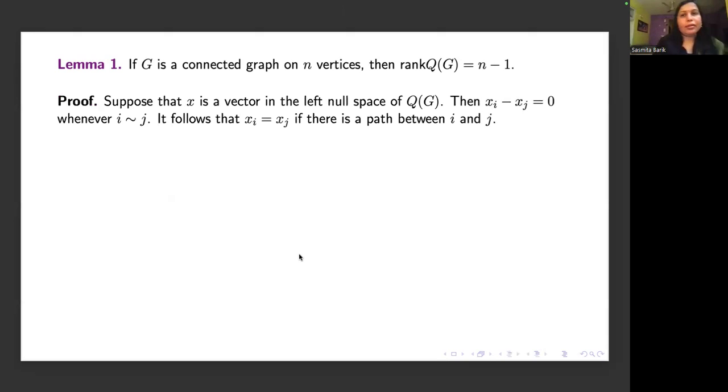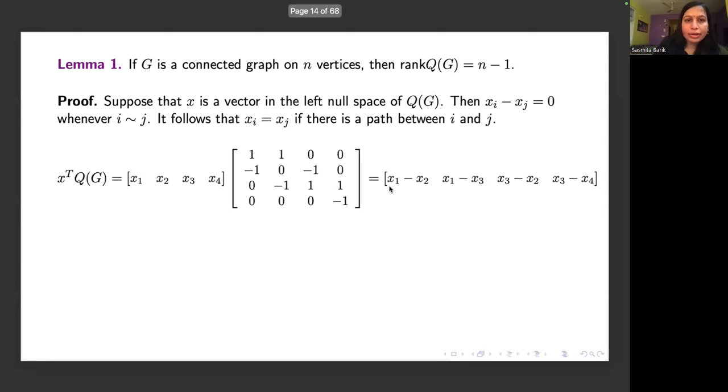Suppose that X is... you observe that Q is not a square matrix; it's an n cross m matrix if m number of edges are there. So I'm taking a left eigenvector I'll consider. Basically I'm looking for the null space of Q_G, but the left null space. So let us start with a vector X lying in the left null space of Q_G. Then I'm just taking the example that we had taken.